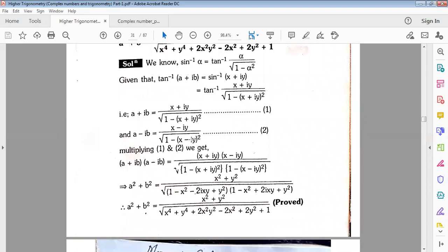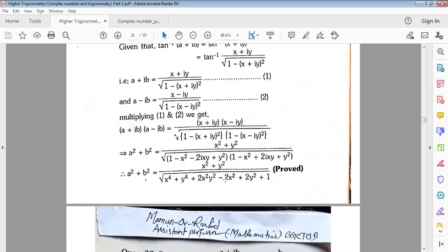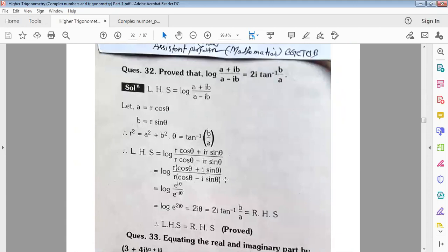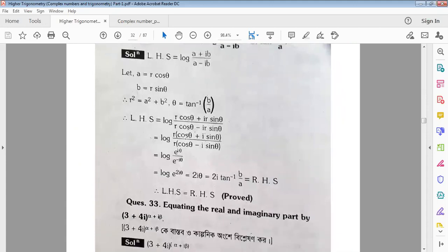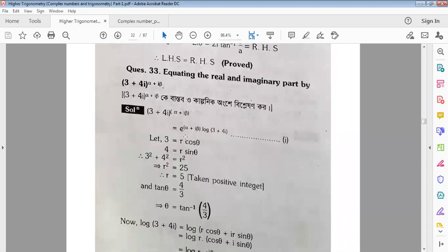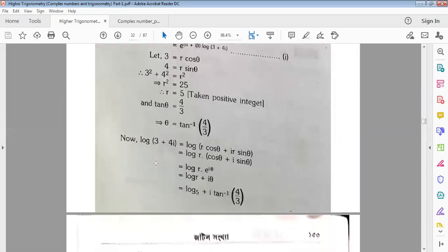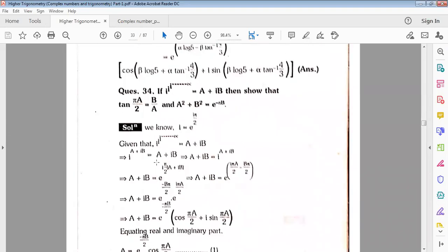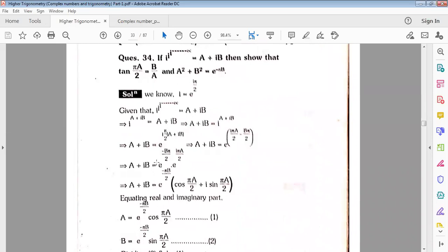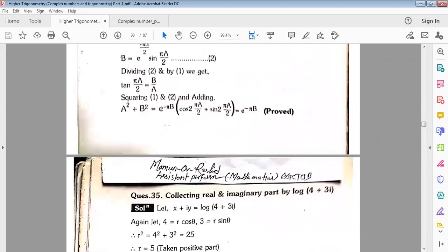Just before I terms, remember it, not in middle. Multiplying 1 and 2, we are given a square plus b square equals this one, just multiplication. Multiply I square equals minus 1 used here, proved. Similarly, left for you, this is very easy and very little example for you. Example 33 also you can. Example 34, a little bit hard, seems to be hard for you.